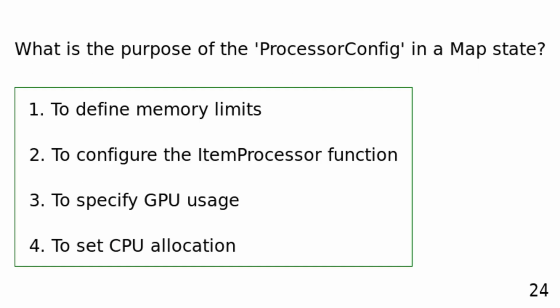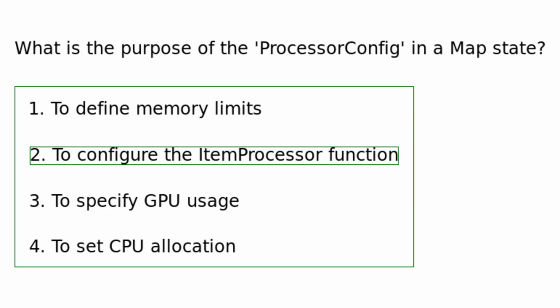What is the purpose of the ProcessorConfig in a Map state? To define memory limits. To configure the item processor function. To specify GPU usage. To set CPU allocation. The ProcessorConfig in a Map state of AWS Step Functions is used to configure the item processor function, which dynamically processes each item in parallel.